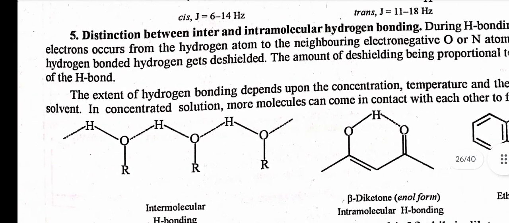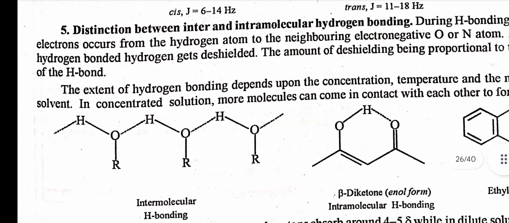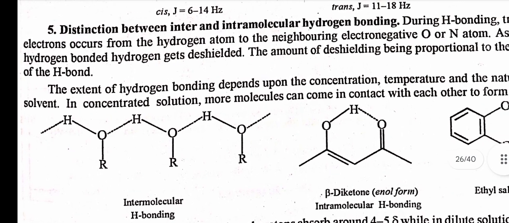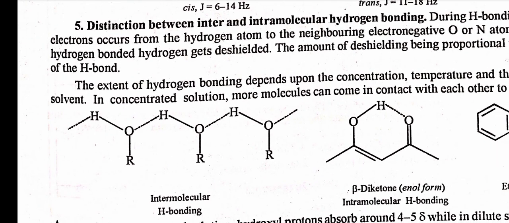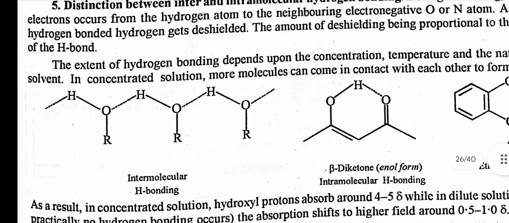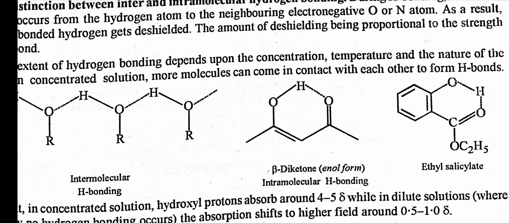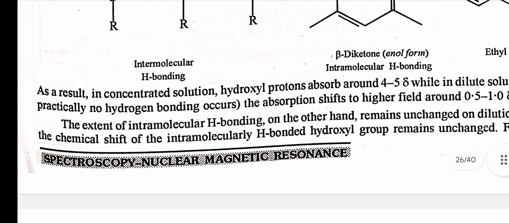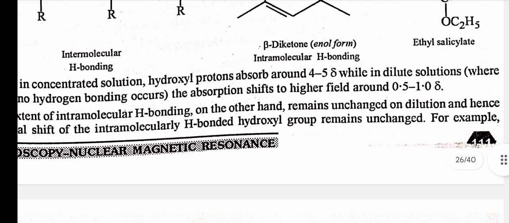During H bonding, transfer of electrons occurs from the hydrogen atom to the neighboring electronegative oxygen or nitrogen atom. As a result, the hydrogen bonded hydrogen gets deshielded, the amount of deshielding being proportional to the strength of the H bond. The extent of hydrogen bonding depends upon the concentration, temperature, and the nature of the solvent. In concentrated solution, more molecules can come in contact with each other to form H bonds. As a result, in concentrated solution, hydroxyl protons absorb around 4 to 5 delta, while in dilute solution, where practically no hydrogen bonding occurs, the absorption shifts to higher field, around 0.5 to 1 delta.